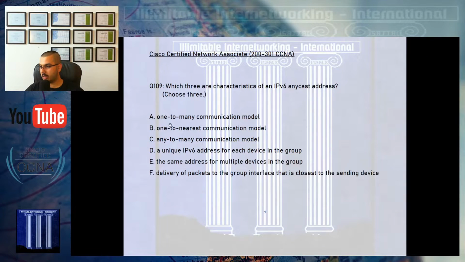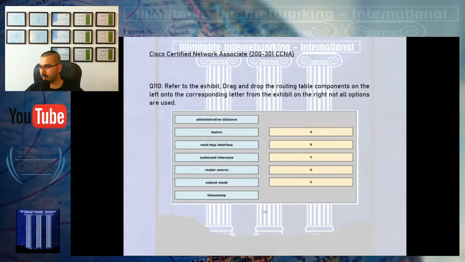Okay, 110 would be a drag and drop. Okay, refer to the exhibit. This is the exhibit. Drag and drop the routing table components on the left into the corresponding letter from the right. Not all options are to be used. Okay, there is A, B, C, D, and E.